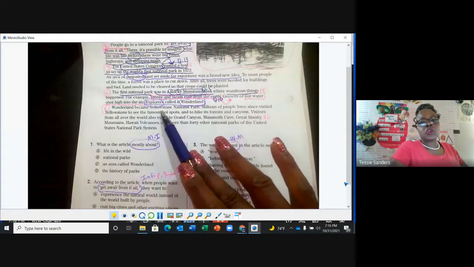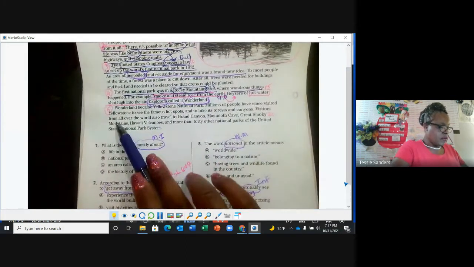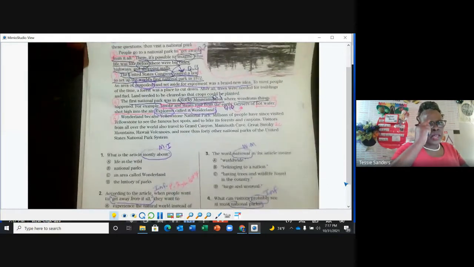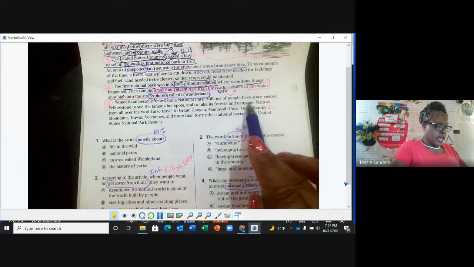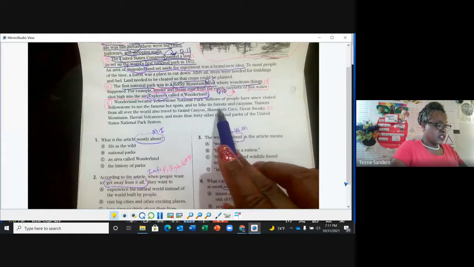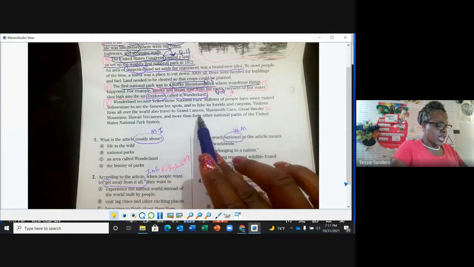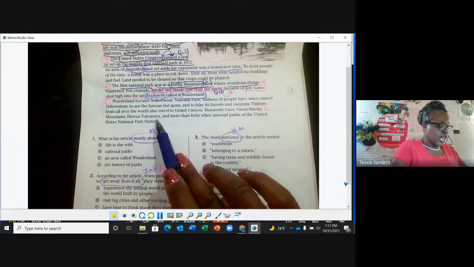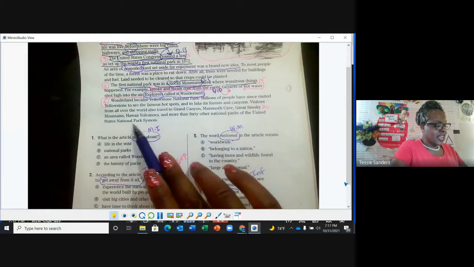Wonderland became Yellowstone National Park. Millions of people have since visited Yellowstone to see the famous hot spots and to hike its forests and canyons. Visitors from all over the world also travel to Grand Canyon, Mammoth Cave, Great Smoky Mountains, Hawaii volcanoes, and more than 40 other national parks of the United States National Park System.